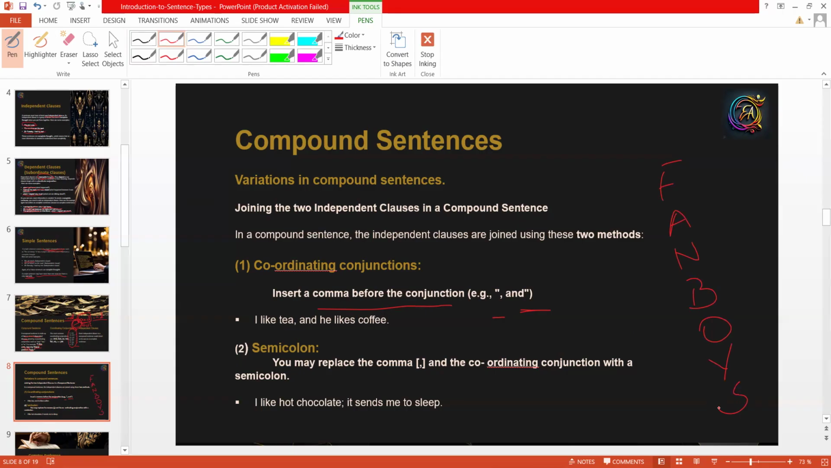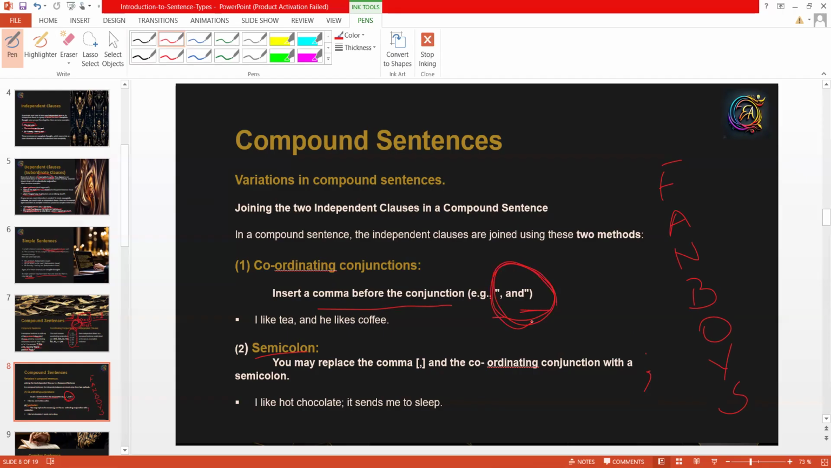Now, the second thing here is the semicolon. How are we going to write a semicolon? A full stop and a comma. That makes a semicolon, or however you pronounce it, that is up to you. And a coordinating conjunction with a semicolon. What we can do is replace this comma, which we have placed there in between two independent sentences, with a semicolon.